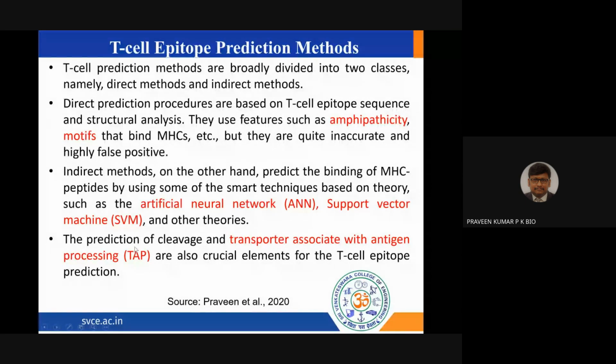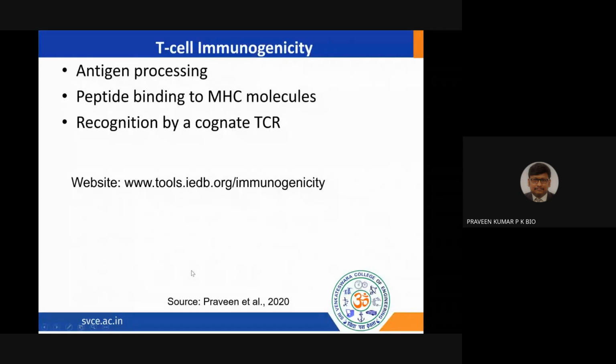And if you see the next point, the prediction of cleavage and transporter associated with antigen processing, that is TAP, are also crucial elements for the T cell epitope prediction. We generate numerous scores. Of course, we also concern on this TAP score to finalize which is the best epitope. If you see the T cell, one should also go for predicting the immunogenicity, not just predicting the T cell epitope is sufficient. We have to find the best epitope.